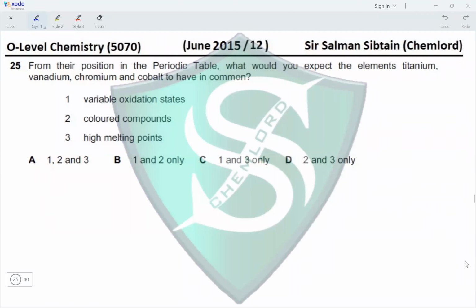Question 25. From their position in the periodic table, what would you expect the elements titanium, vanadium, chromium, and cobalt to have in common? First of all, they're all transition elements. So they would have variable oxidation states, yes. They would form colored compounds, yes. They would have high melting points, yes. All three properties given are those for transition elements. So this makes option A the correct option for this question.